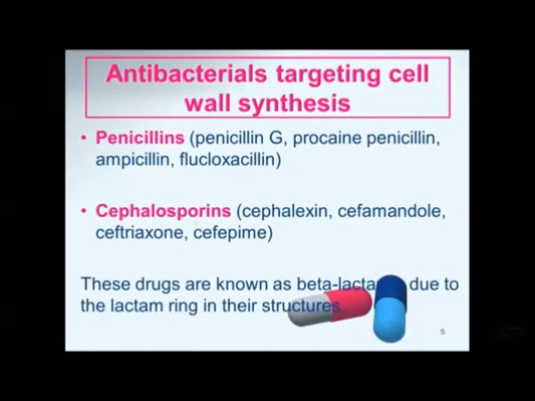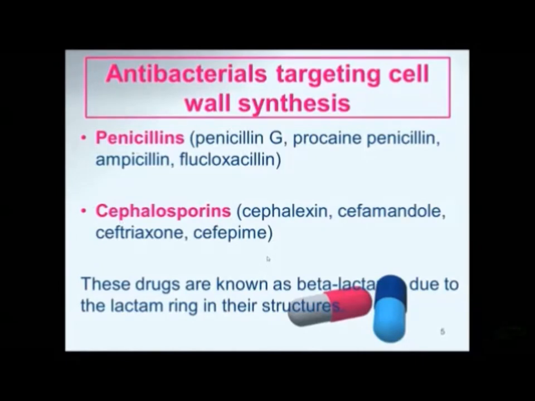Then there's the cephalosporins, and they help you by having either a ceph or a cef, a kef, at the start of the names. So cefalexin, cefamandole, ceftriaxone, cefepime, and so on and so on. So if you see the kef, it's a cephalosporin. If you see the cillin, it's a penicillin.